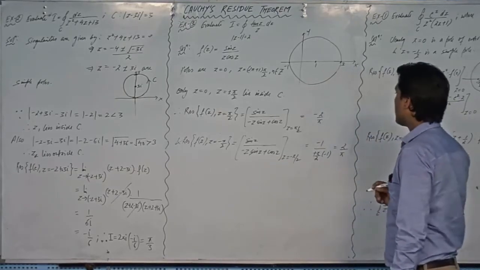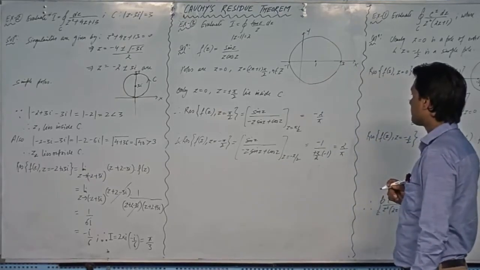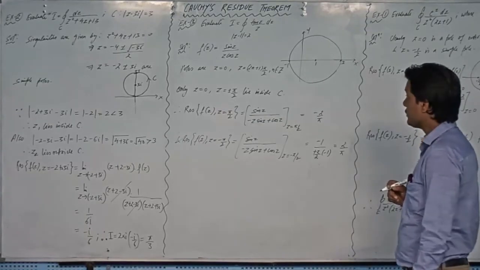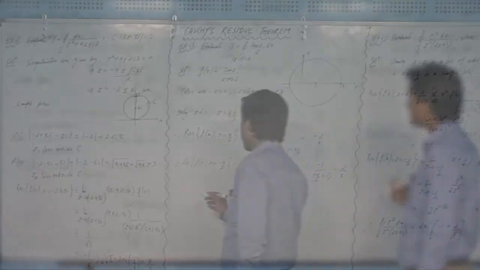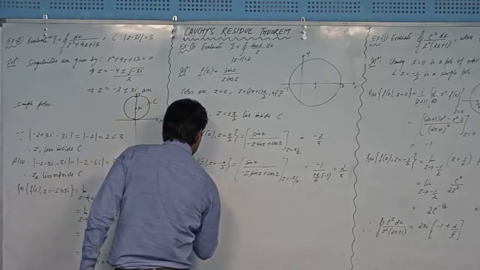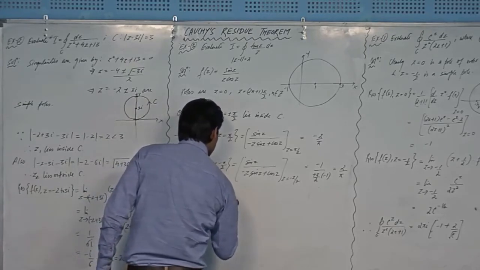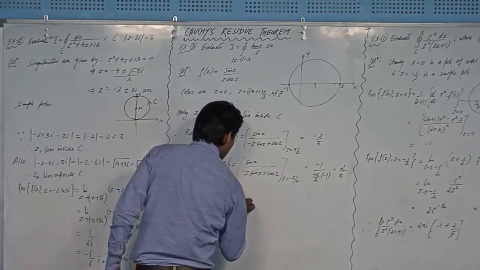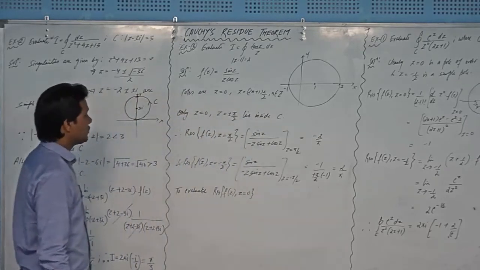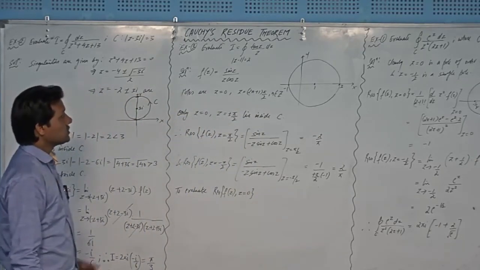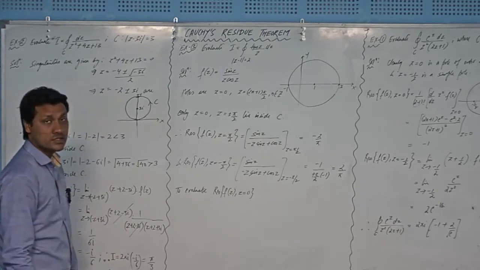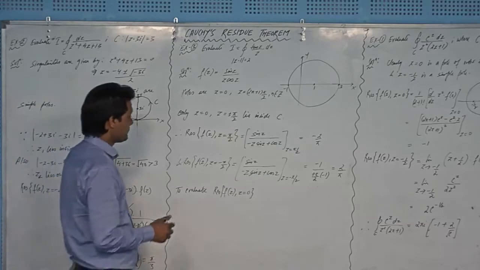Yes, it will be 2 by pi, right? And now evaluating the residue at z equal to 0, right? To evaluate the residue of f(z) at z equal to 0, you should rely on the original principle to find the residue, right? And that is the Laurent expansion, right?